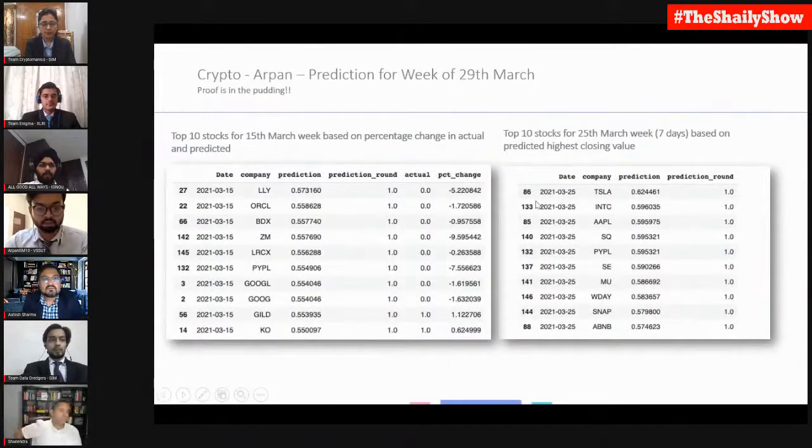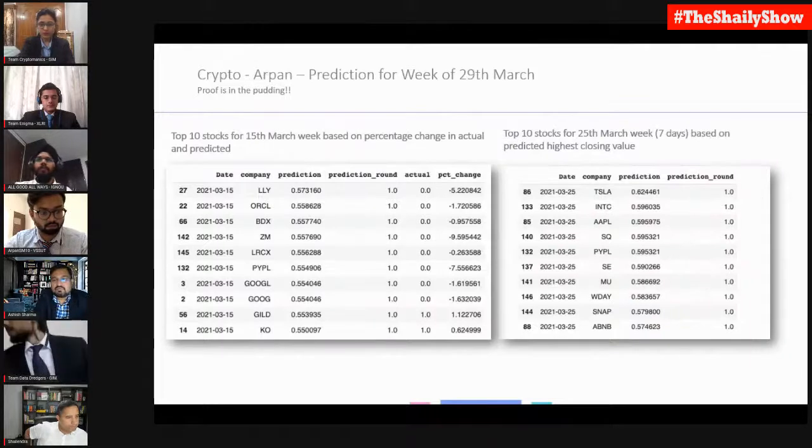Arpan. Yes, so you can see the prediction. First one is for the actual predictions for the 25th, and the second one is the future prediction for the 29th. Let's keep ourselves to the 22nd first, and then we'll talk about the 25th later. Arpan took a 7-day approach. His approach wasn't 1 week, it was 7 working days. So the one which was done on the 15th actually goes up till the 25th, not the 22nd. Yesterday, yes.